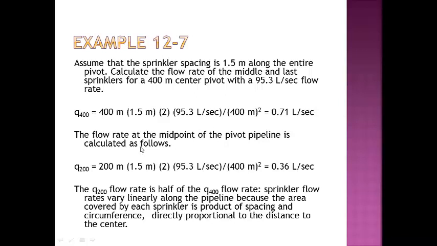Okay, and if we looked at the flow rate of a sprinkler that's only 200 meters from the pivot point, again, 1.5 meter spacing, but r is 200, that's the only difference, and so it'd have a 0.36 liters per second flow rate. So the flow rate at 200 is half the flow rate at 400. And the reason for that is the area is based on the circumference and the distance between sprinklers. So the distance between sprinklers is the same, and the circumference is linearly related to the distance r. Remember that circumference is 2 pi r. That's why it's half, not squared as you'd expect with areas.